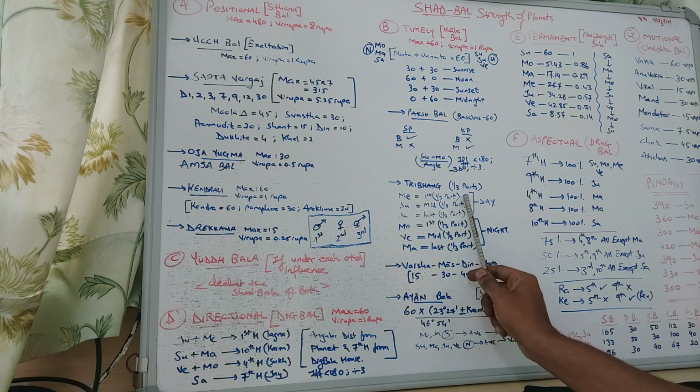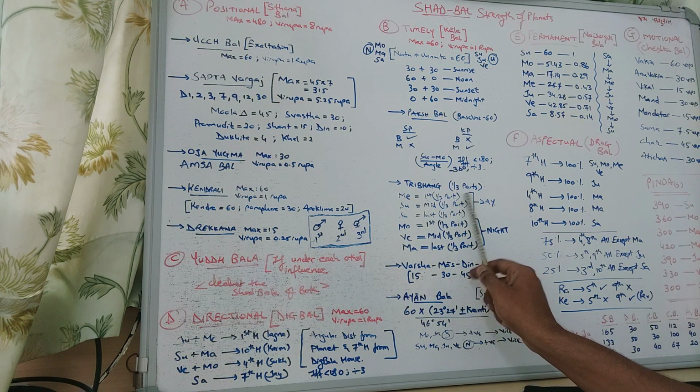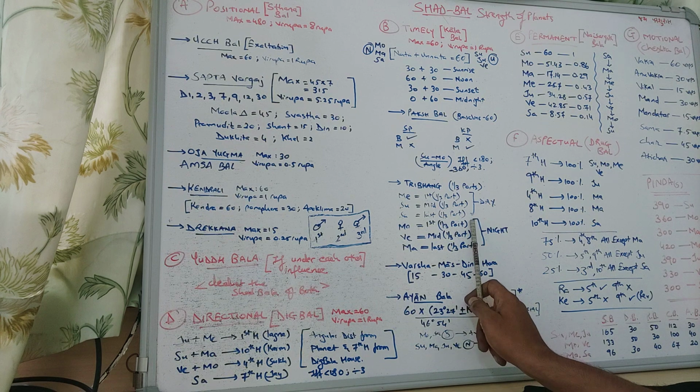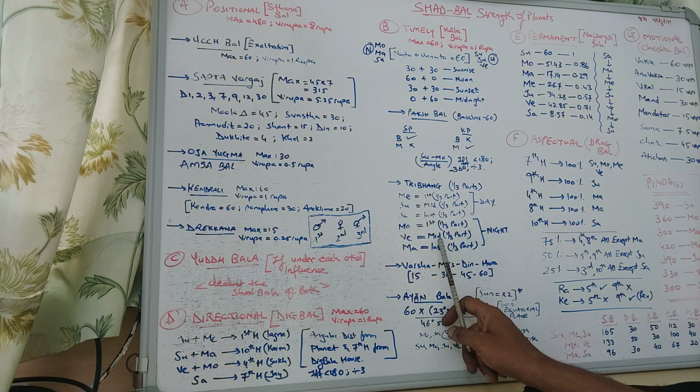The first part of the day, Mercury is strong. The middle part of the day, Sun is strong. The last part of the day, Saturn is strong. Similarly, the first part of night, Moon is strong. The middle part of night, Venus is strong. The last part of night, Mars is strong. Okay.